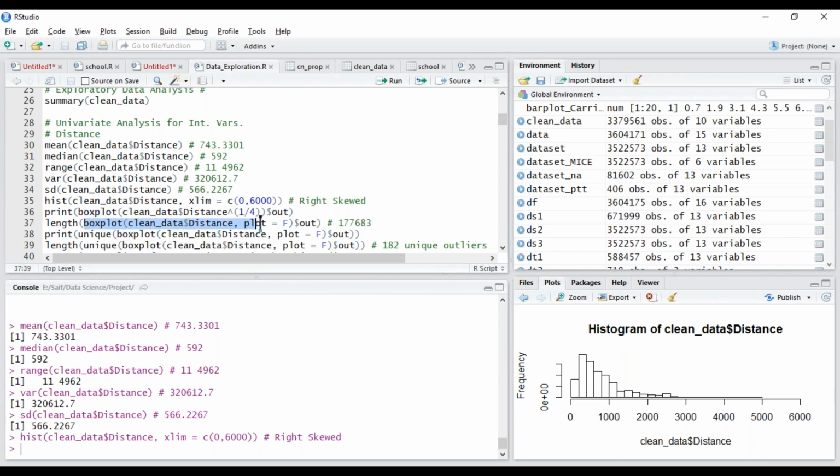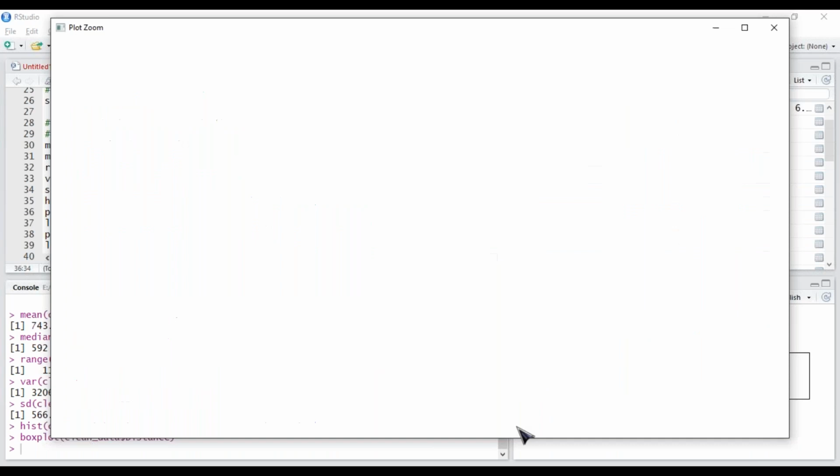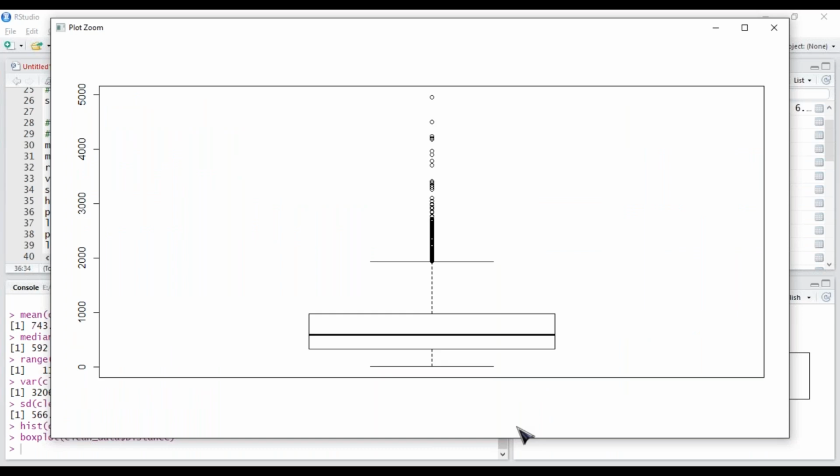I'll run the box plot command here. Since it is big data, it will take a while to get you the box plot. It's taking some time, friends. See, this is the box plot, and you have got a lot of outliers in the box plot, right?